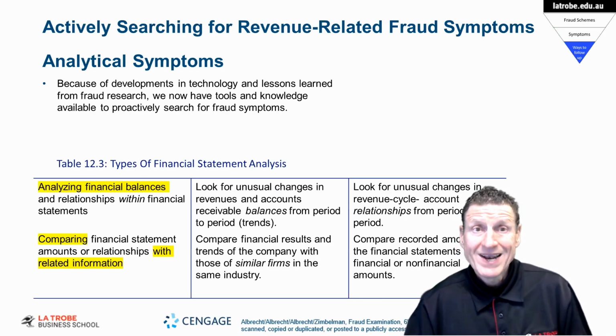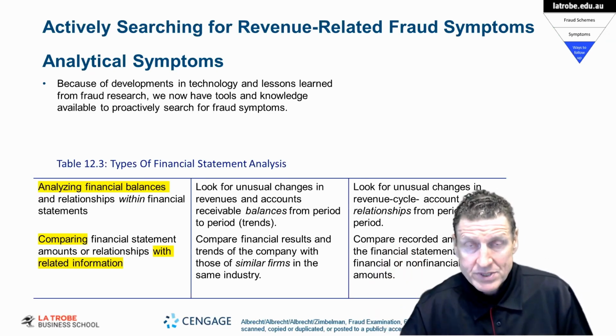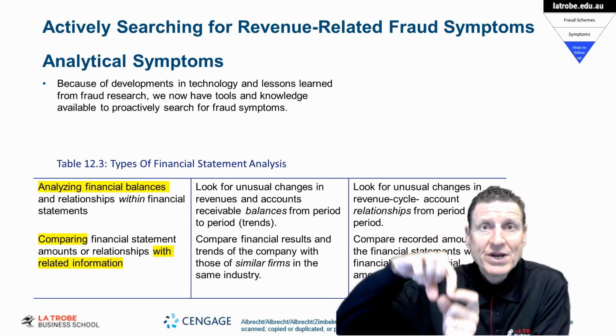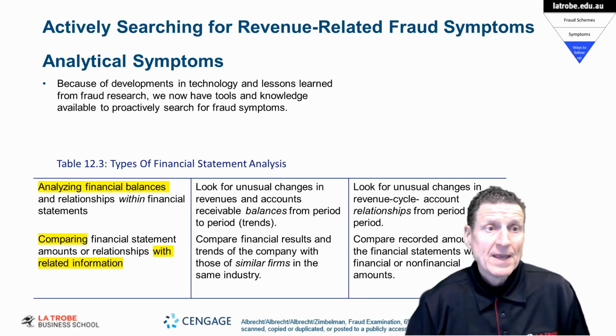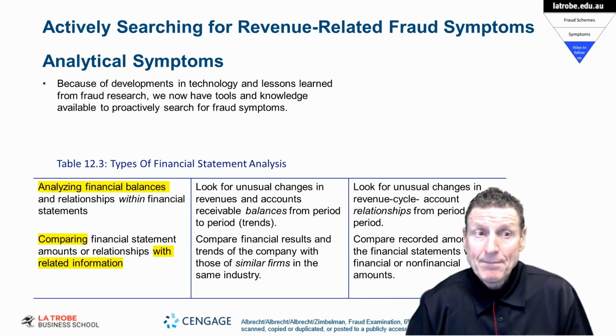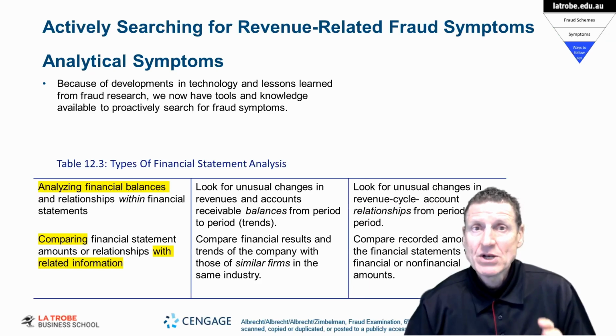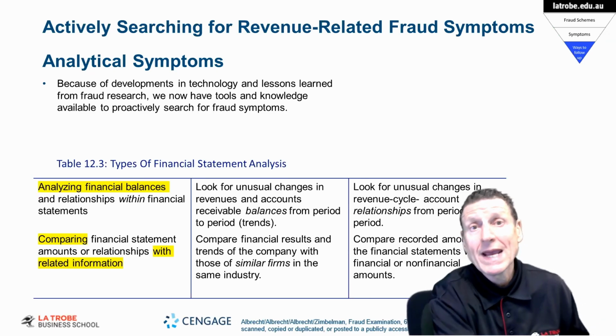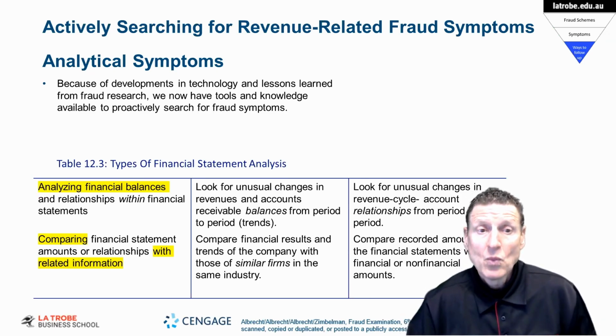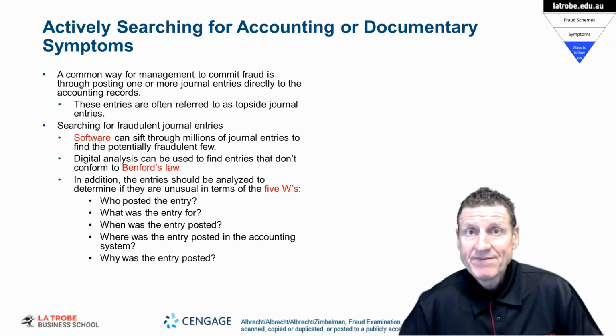Actively searching for revenue-related fraud symptoms requires you, as I said earlier, to look for financial balances and their relationships within the financial statements. And that's where we're looking for the horizontal relationships over time and the vertical relationships within each statement, horizontal, vertical analysis. Or we're comparing financial statements, amounts or relationships with related information, like comparing with the amount of stores open, the amount of square space, the amount of warehouse space, etc. Well, all right. And of course, we can use Benford's law.